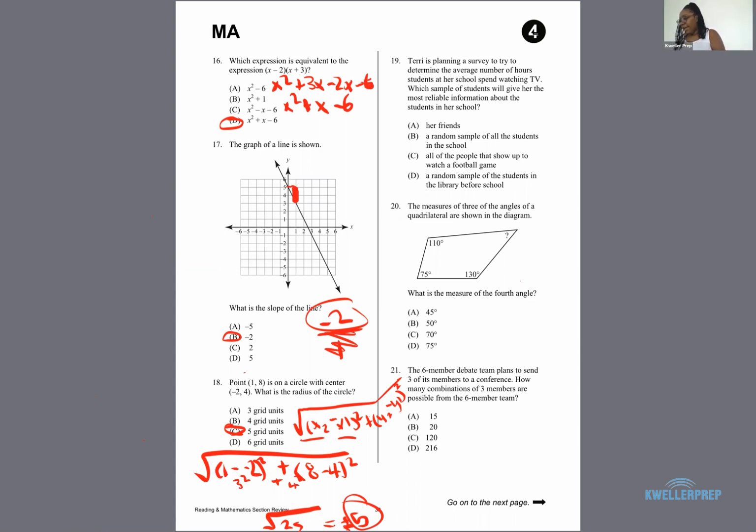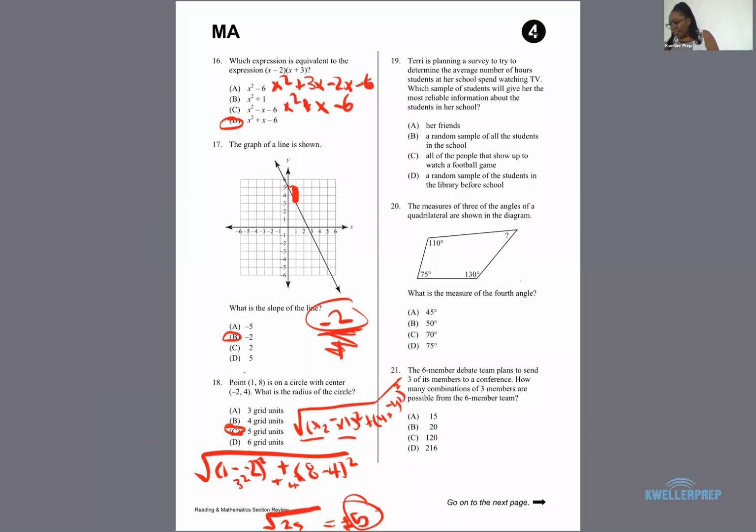Terry is planning a survey to try to determine the average number of hours students at her school spend watching TV. Which sample of students will give her the most reliable information about the students in her school? Whenever they give you a survey question, they want to find the most reliable information. You want to look at something called bias. You want to find the answer that has the least bias. Bias is something that could negatively impact the results of your answers. You want something that is free from being affected.